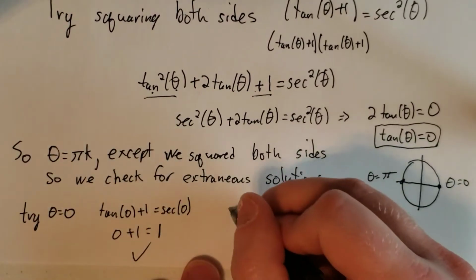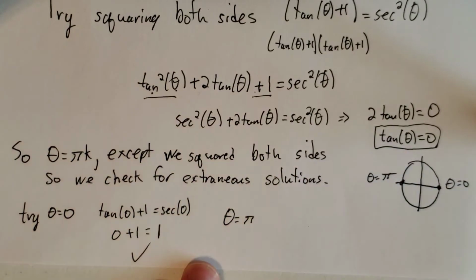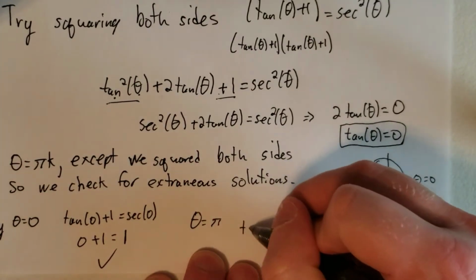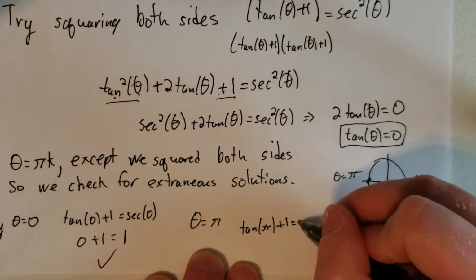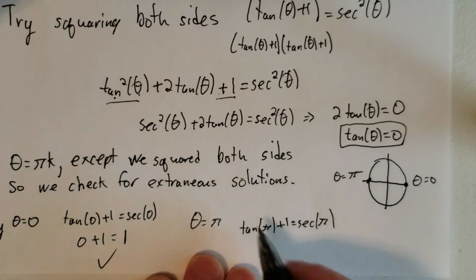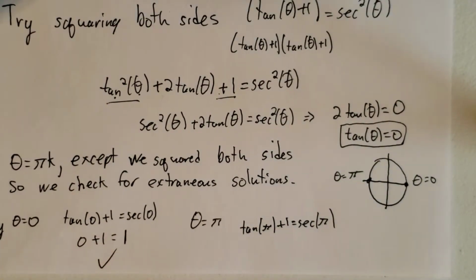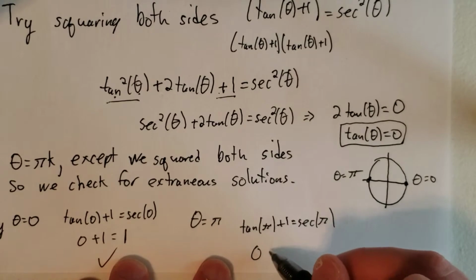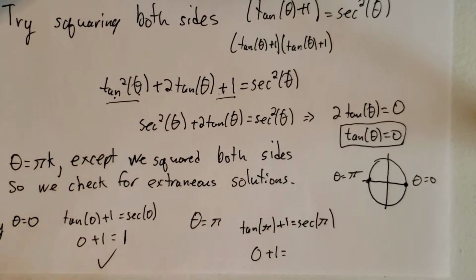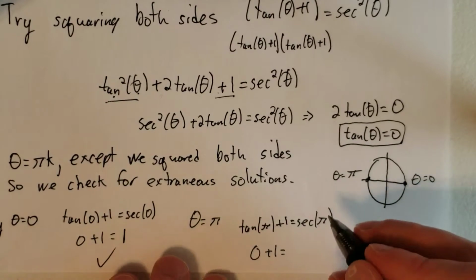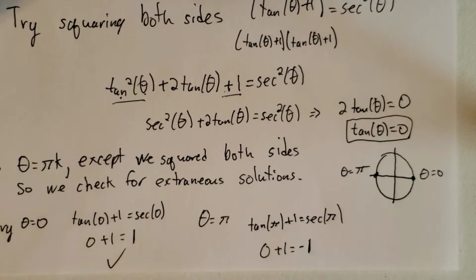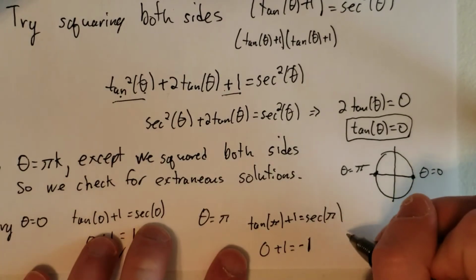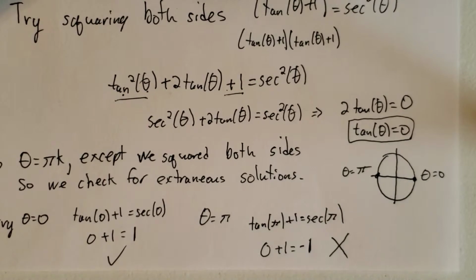The other one we want to check is theta is equal to pi. Tangent of pi plus 1 is equal to secant of pi. Tangent of pi is 0, plus 1 is equal to secant of pi, which is 1 over cosine of pi, but cosine of pi is negative 1, so this is negative 1. And we know, in fact, that 1 is not equal to negative 1. So theta is equal to pi is an extraneous solution. We got a wrong answer in there.